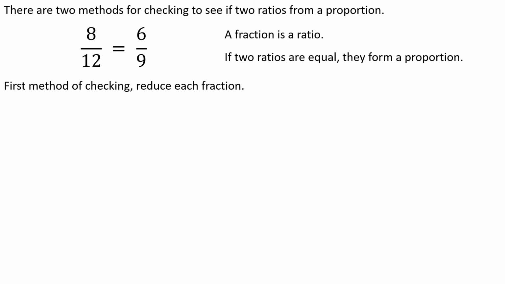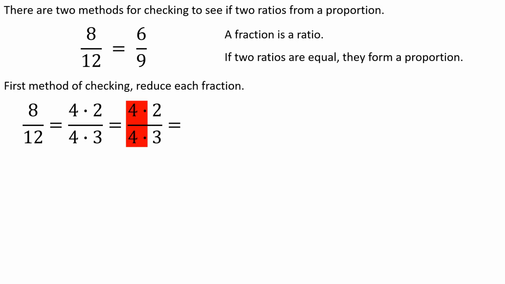Well, one method of checking is just reduce each fraction. What would I do with 8 over 12? Well, there's a common factor of 4. Cancel out that common factor. And so the ratio of 8 over 12 reduces to the ratio 2 over 3. Let's see if that matches.